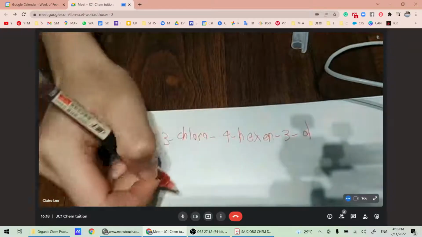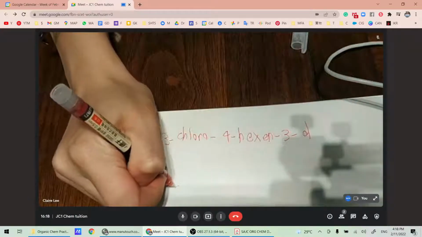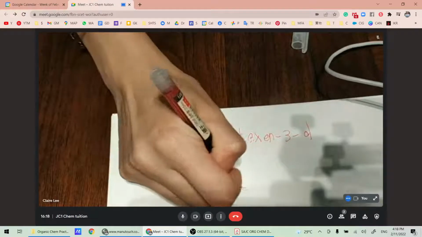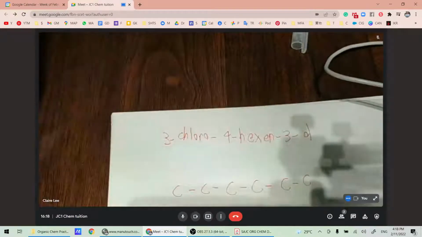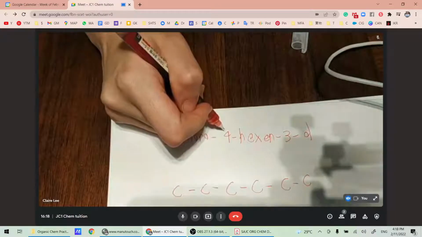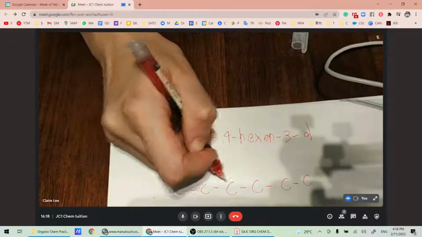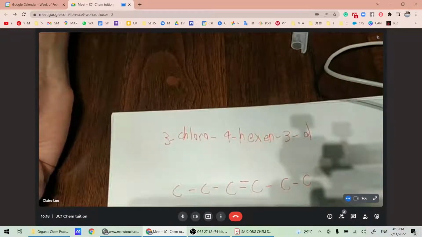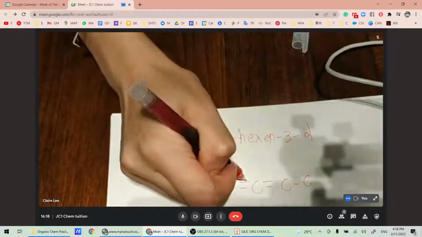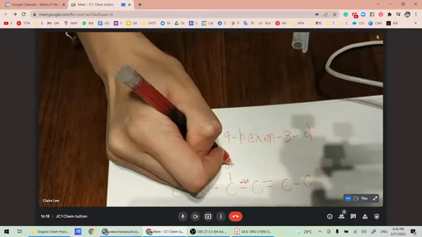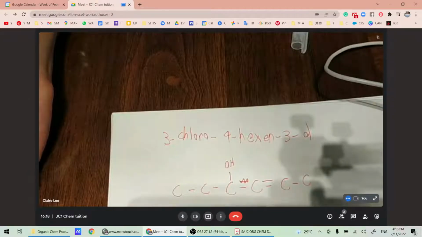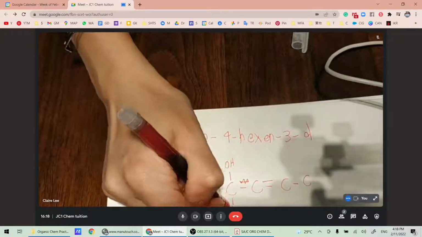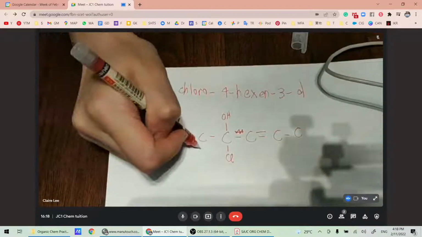So this compound, 3-chloro-4-hexen-3-ol. Let's draw 6 carbons for the hexen-3-ol, right? And then there's a double bond at the 4th carbon and the alcohol at the 3rd carbon. I drew the double bond in the wrong spot, it should have been there. And this is the OH at the 3rd carbon, and then the double bond is at the 4th carbon. Then we draw a Cl on the 3rd carbon, shifting it to make it right.